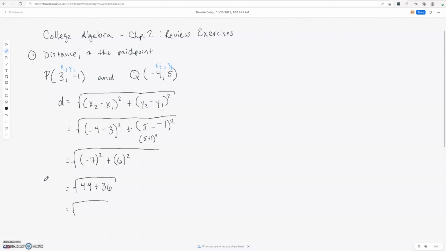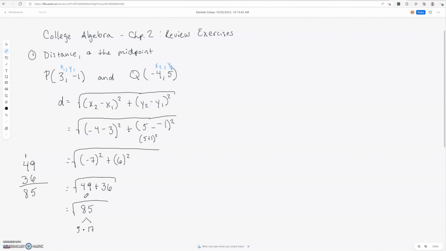The square root of 85. I'm just going to see if this can be reduced at all. And so 85 divided by 5 is 17, so it's 5 times 17, and both of those are prime numbers, so this can't be reduced in any way, right? So this is my final answer. The distance is equal to the square root of 85.